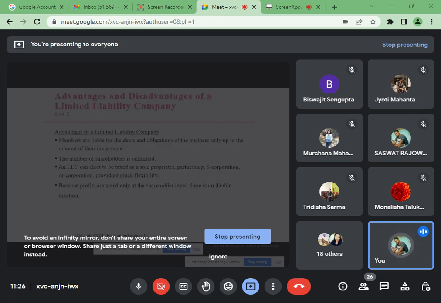Advantages also include that the number of shareholders is unlimited because profits are taxed only at the shareholder level. In a limited liability company, as we can see, no double taxation is imposed.